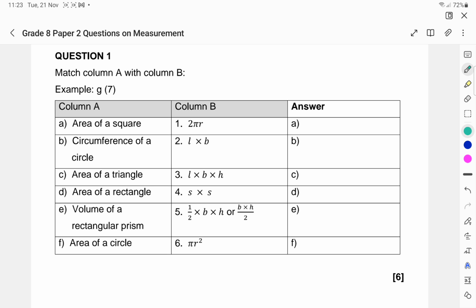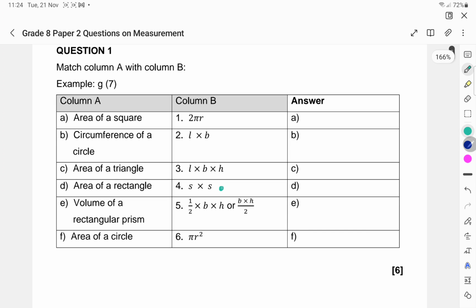So first one, this was a section A question. It was very easy. We just wanted to see whether you understand these formulas. And these formulas aren't ever given to you in a paper. So even in matric, when you are given a formula paper, you must know these formulas still. They won't appear there. Okay, so the area of a square is side times side.